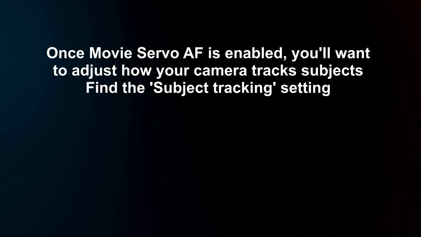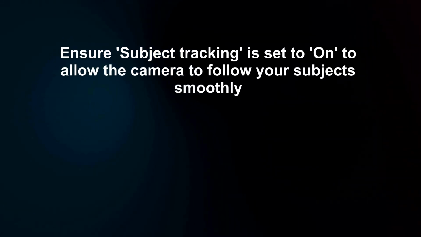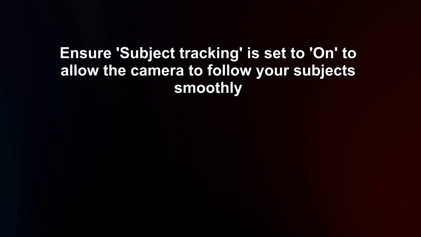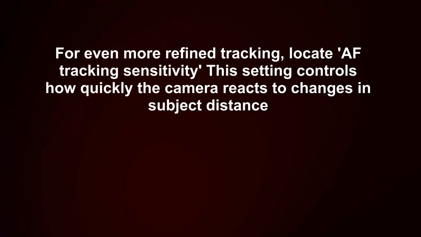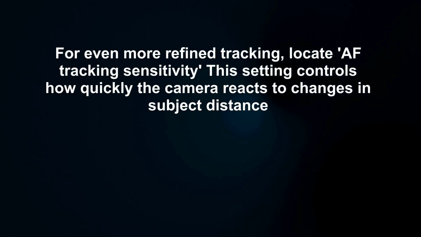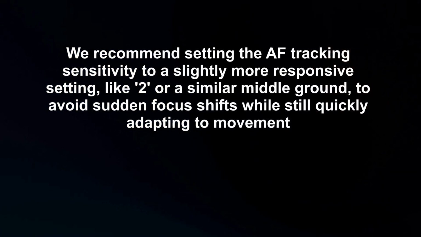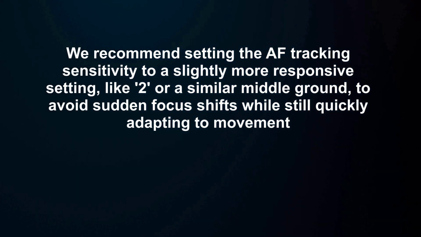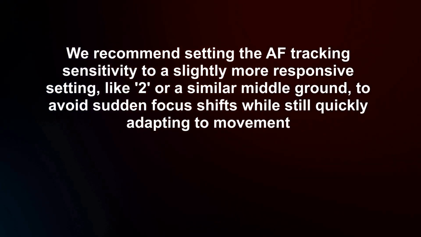Find the subject tracking setting. Ensure subject tracking is set to on to allow the camera to follow your subjects smoothly. For even more refined tracking, locate AF tracking sensitivity. This setting controls how quickly the camera reacts to changes in subject distance. We recommend setting the AF tracking sensitivity to a slightly more responsive setting, like 2 or a similar middle ground, to avoid sudden focus shifts while still quickly adapting to movement.